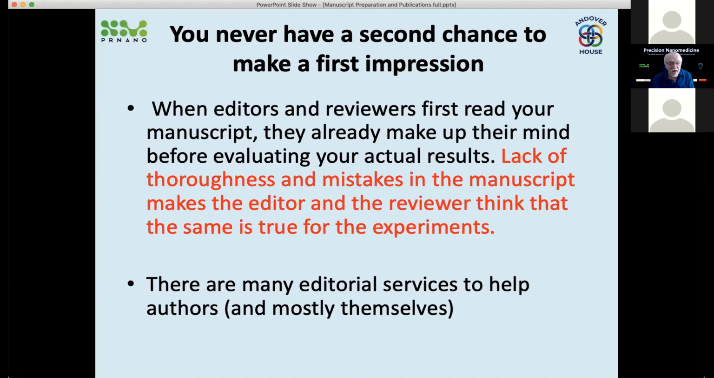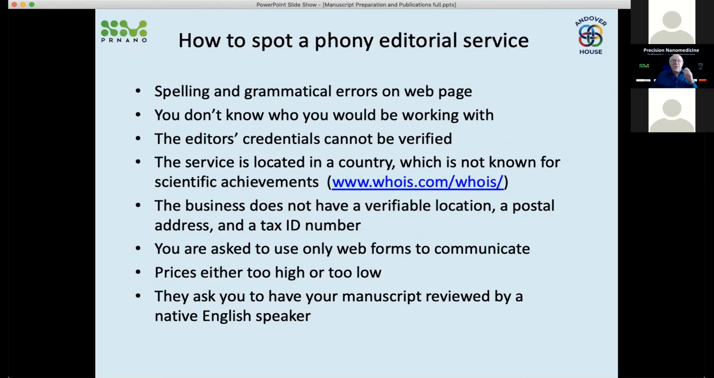There are many editorial services to help authors, many of them mostly just trying to make money from other people, with a lack of skills. How to spot a phony editorial service? If you find spelling and grammatical errors on the web page, that's a no-no. You don't know who you would be working with. You cannot verify the credentials. Then the service is located in a country which is not known for scientific achievements, and without naming any countries, you know what I mean.